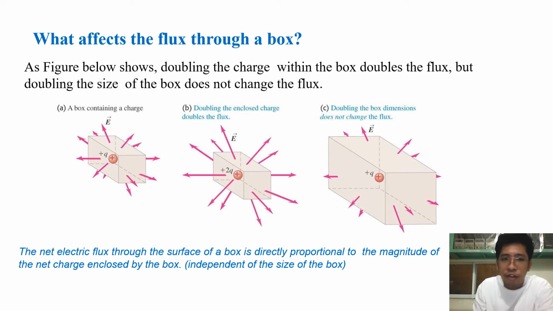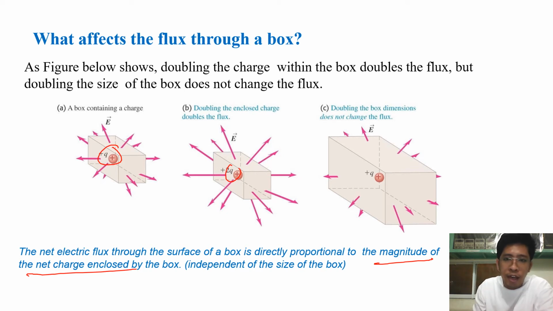So that means your flux is just dependent on what is inside here, not the size of your box. The net electric flux through the surface of the box is directly proportional to the magnitude of the net charge enclosed by the box. It is independent of the size of the box, and actually, it is also independent of whatever shape your box is.